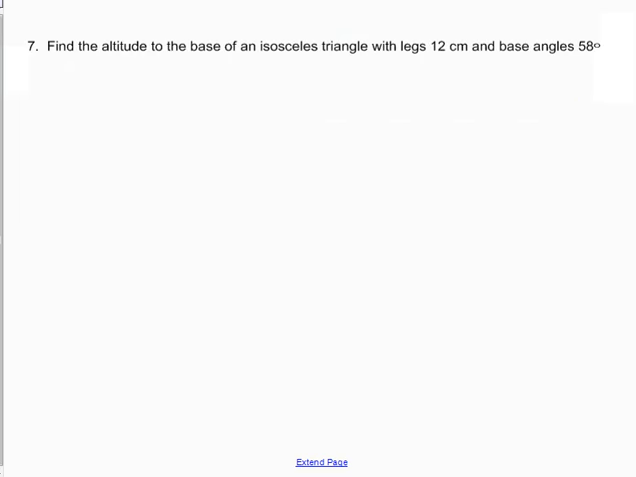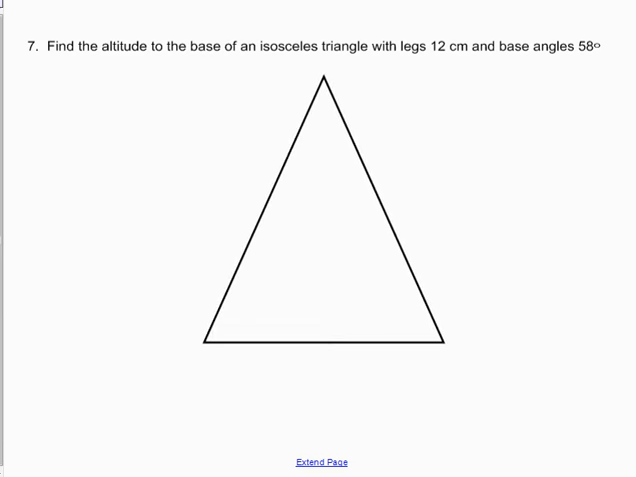Okay, last one. Find the altitude to the base of an isosceles triangle with legs 12 centimeters and base angles of 58. Okay. Well, first I have to have an isosceles triangle. All right, easy enough. Now I want the altitude. That means it's perpendicular. Okay, so I've got the altitude. The legs are 12. Base angles are 58.